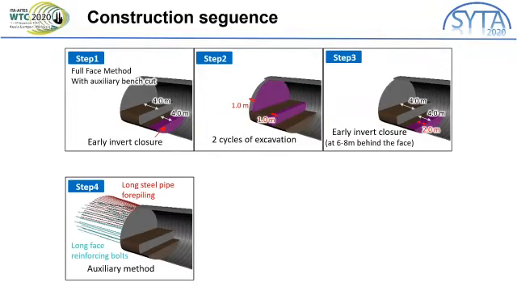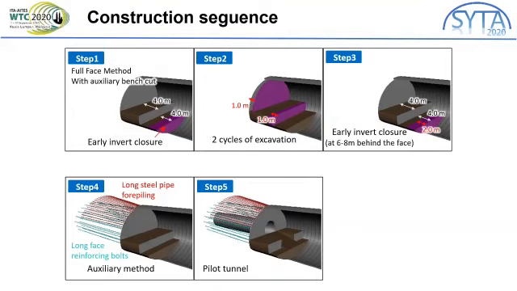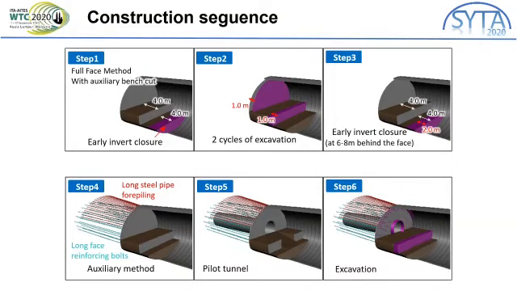Step 4. Auxiliary method was applied every 9 meters of excavation. Pipe for piling and long face bolts were adopted. Step 5. In the section where landslides were concerned, a pilot tunnel was advanced at the center of the main tunnel. Step 6. After that, the excavation proceeded while widening the top heading and passed the section.